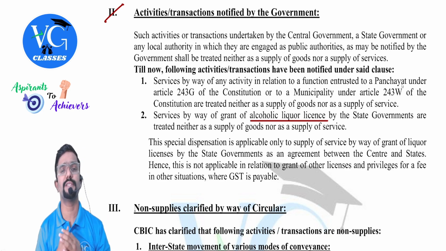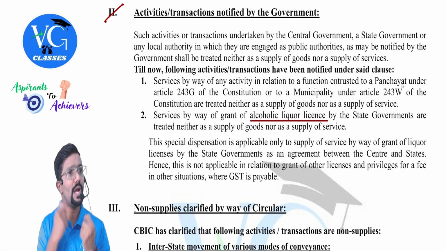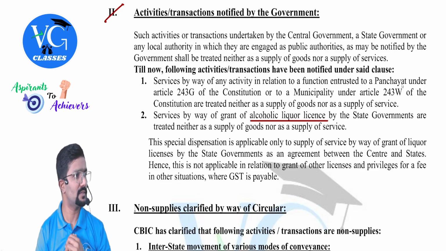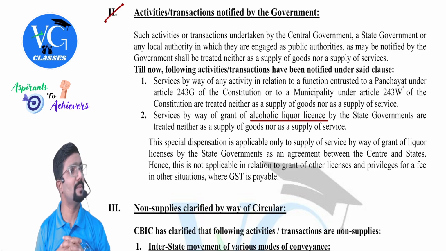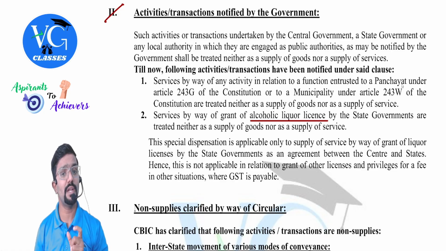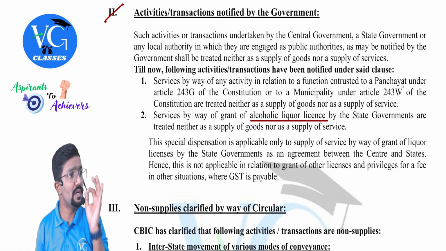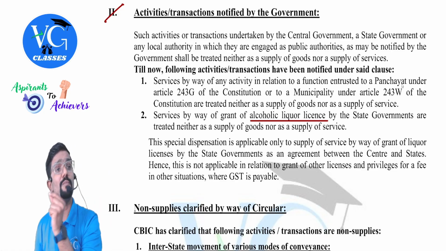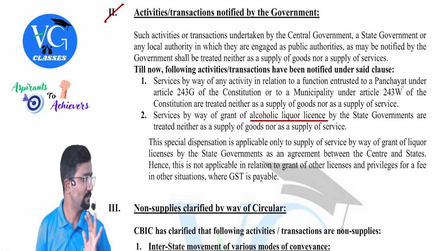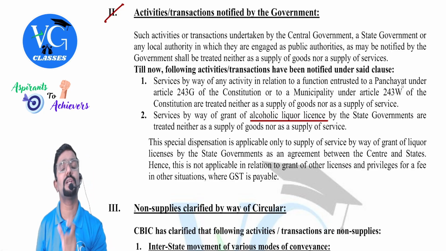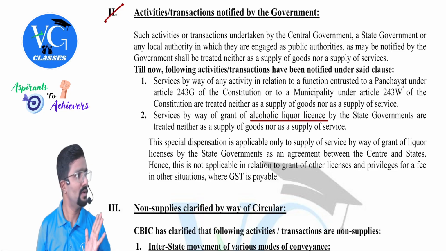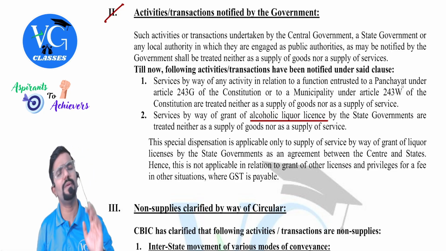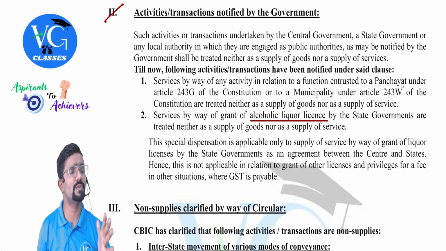What are those, sir? For example, sir, I want to do mining. Should I take a license from the government? Yes. On that also, GST is not applicable. No, no. They didn't tell any license given by government. They clearly told license issued by government for alcohol. Clear? That is clearly alcoholic liquor license. Only that is covered here. Please be careful because government will be giving a lot of other licenses also.